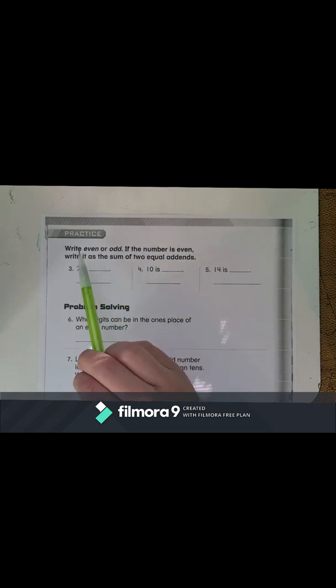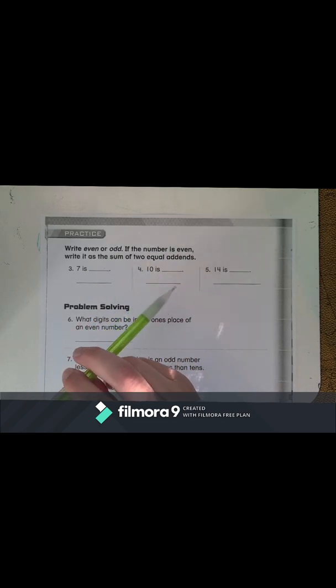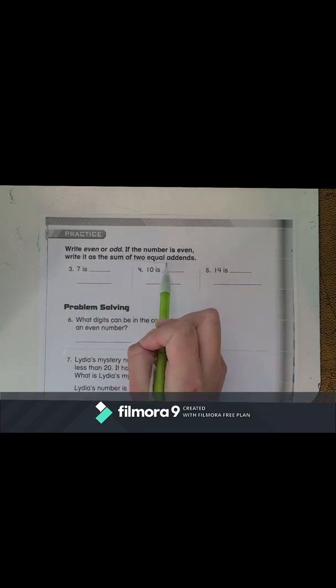And if the number is even, write it as the sum of 2 equal groups. So there are a couple ways we can do this. If you already know your even and odd numbers, go for it. Tell me if it's even or odd. Make sure if it's even, you write an equation, okay?